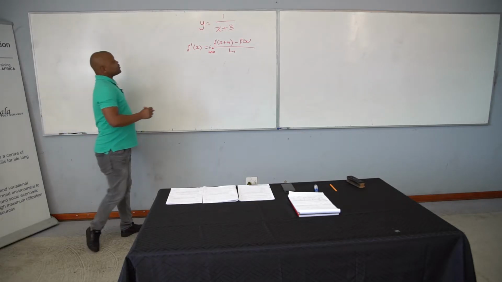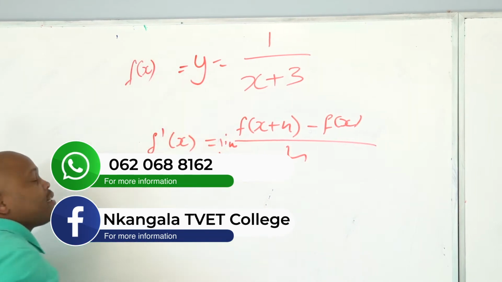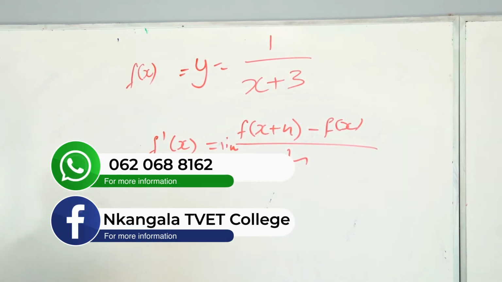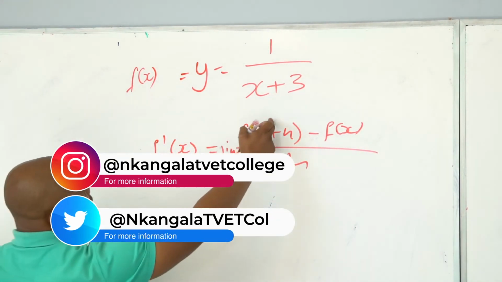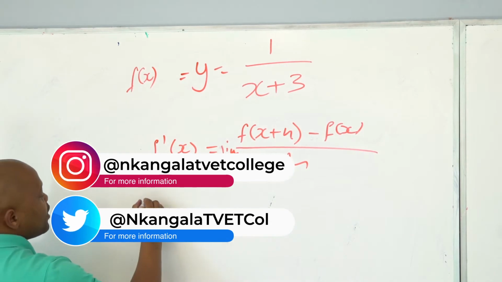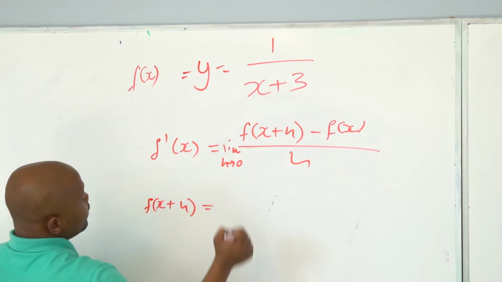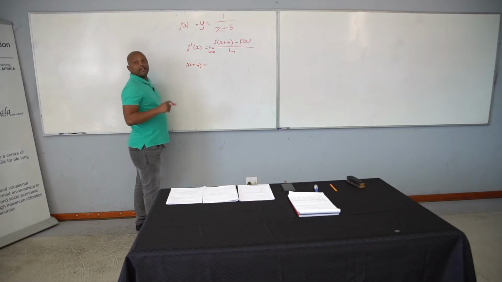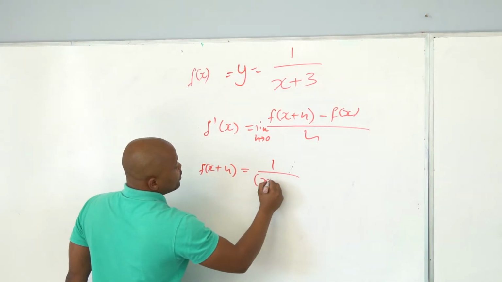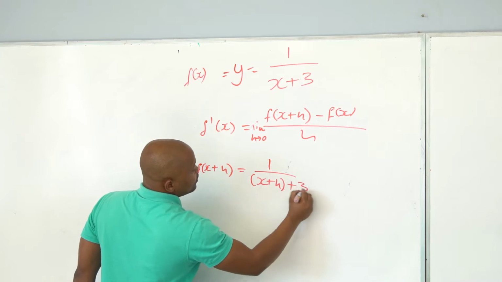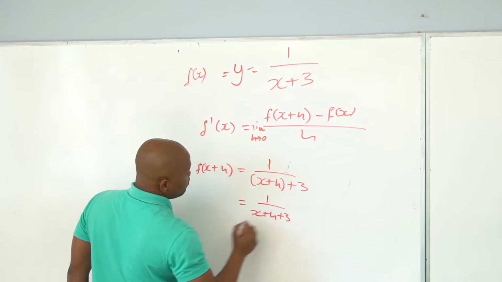Yeah? Okay, sharp. So now here we can say this is the same as a function in terms of x, right? So it means it's the same as that f of x. So we are looking for what? F of x plus h. So f of x plus h will be what? We substitute x plus h everywhere where you see x. So this is going to be 1 over x plus h plus 3.